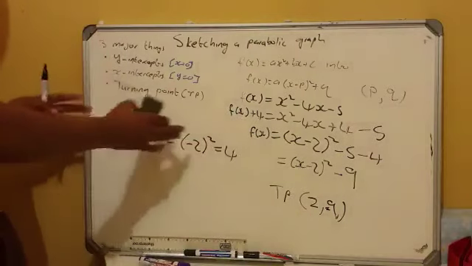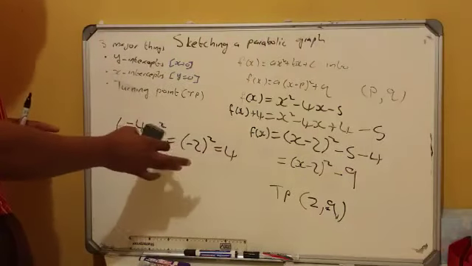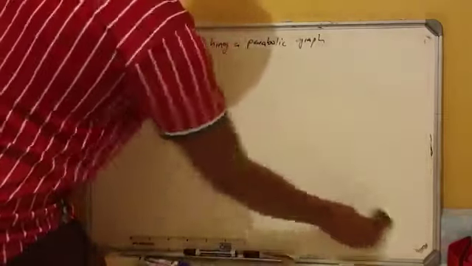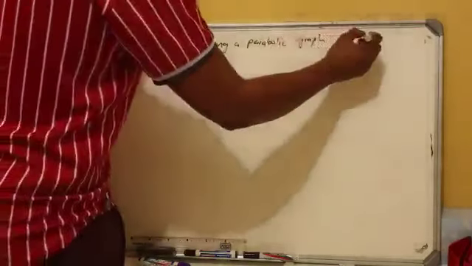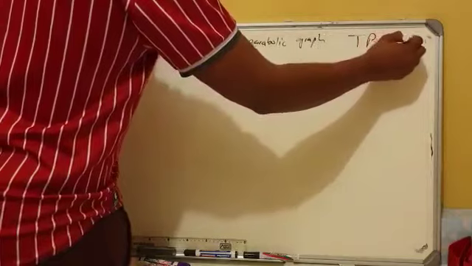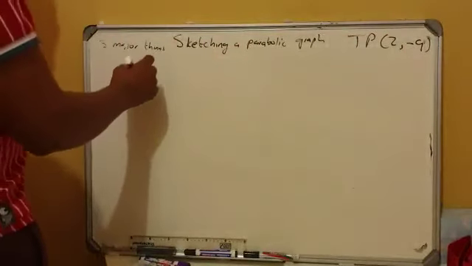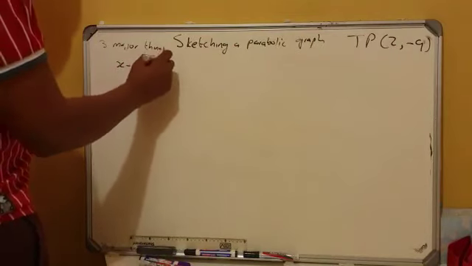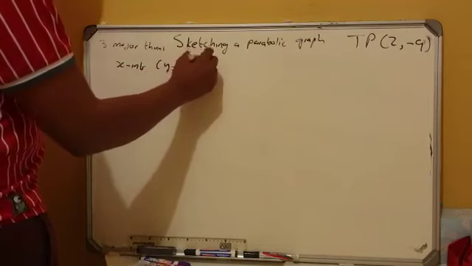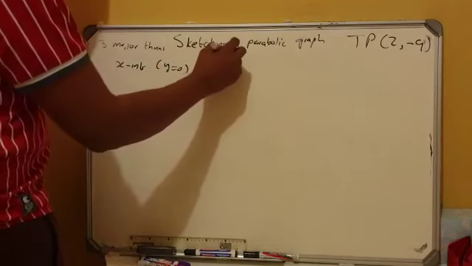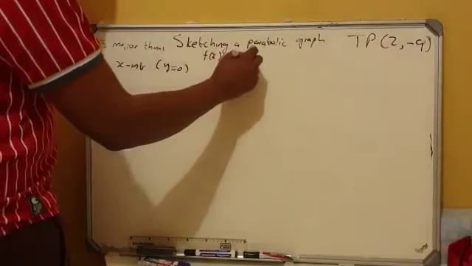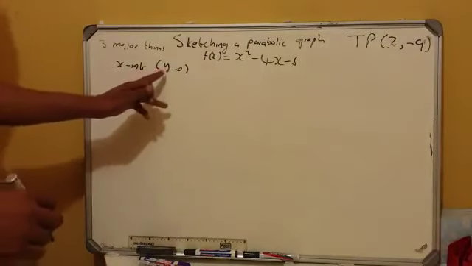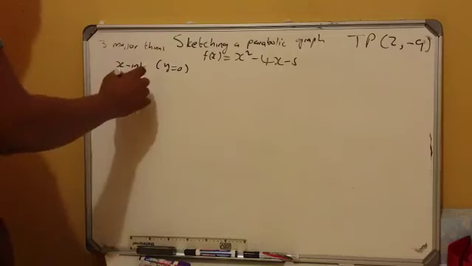Let's just use the same function to plot the graph. We already know that our TP, which means our turning point, is 2 and minus 9. So for me to get the x-intercept, I must make y to be 0. The function is f of x equals x squared minus 4x minus 5. So I must make my f of x, meaning y, to be 0.